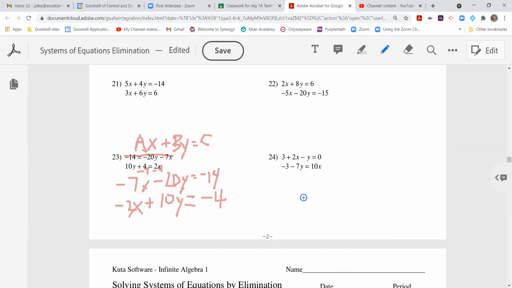Because as soon as you cross that equal sign, you go from one side to the other, you've got to use the opposite. The opposite sign is going to allow you to change sides of that equation.